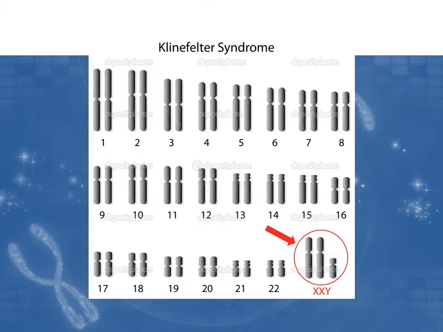People with this disease are often tall and usually don't develop secondary sex characteristics, such as facial hair, underarm hair, and pubic hair. The extra X chromosome affects the testes, which produce sperm and the male hormone testosterone.